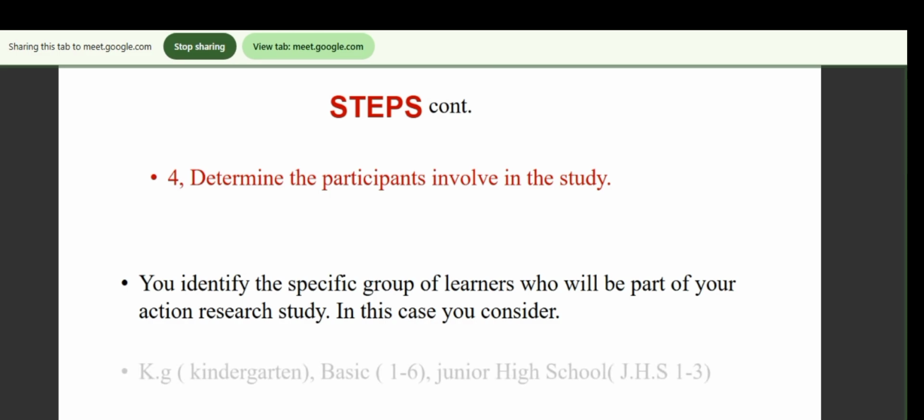In this case, if you are in early grade, you are focusing on kindergarten, basic 1, basic 2 to basic 3. The junior high, you are focusing on JHS 1 to JHS 3. For the primary education, you are limited to basic 4 to basic 6. So this also must be in your action research topic. So you determine the participants involved in the study. Don't worry, at the end of this process, we will write a complete action research topic. Then you'll see all these key elements in them.